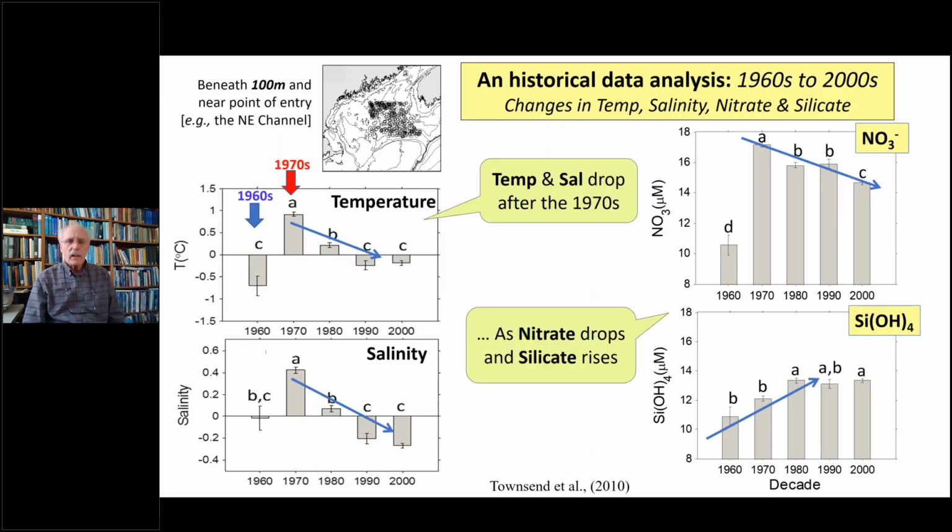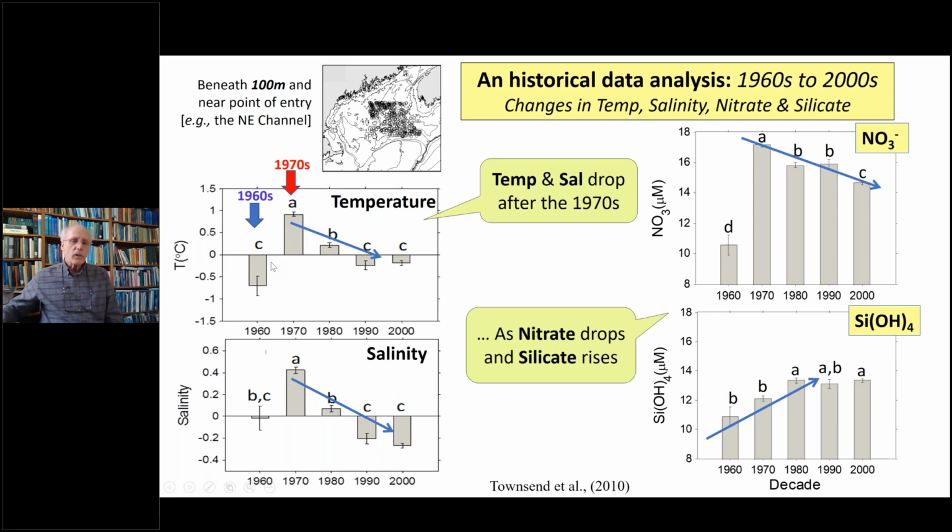So we took another look at it based on historical analyses of what data we could find for temperature, salinity, and the nutrients nitrate and silicate back to the 1960s, and they're plotted here. The stations we picked were as close as we could get to the point of entry into the Gulf, and they were all below 100 meters, so we didn't have biology mucking things up. So this should be an indicator of what has come into the Gulf.